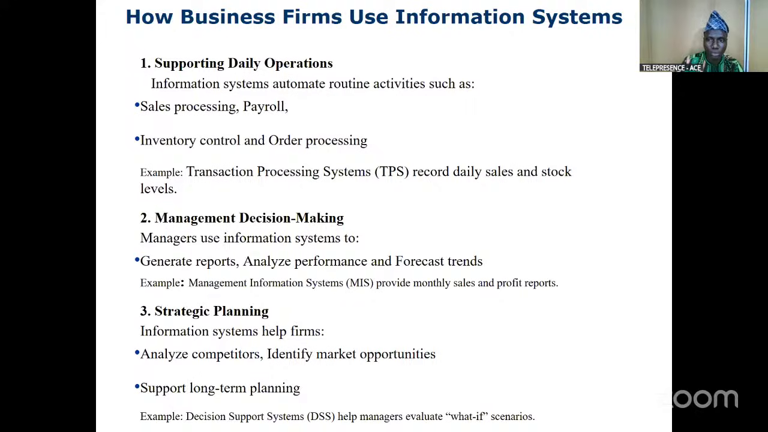Number three, strategic planning. Business firms use information systems to analyze competitors. They identify market opportunities in order to support long-term planning. Examples are decision support systems, which help managers to evaluate what if this happens, the next alternative to take.